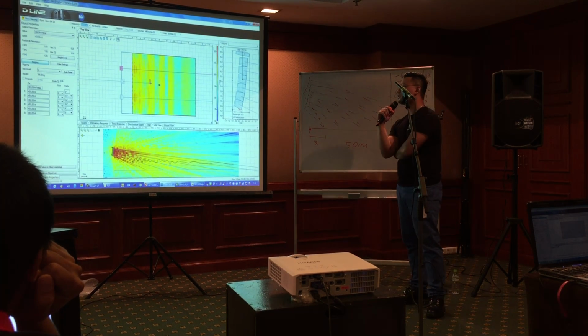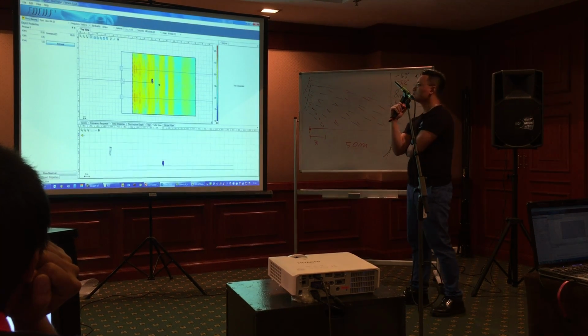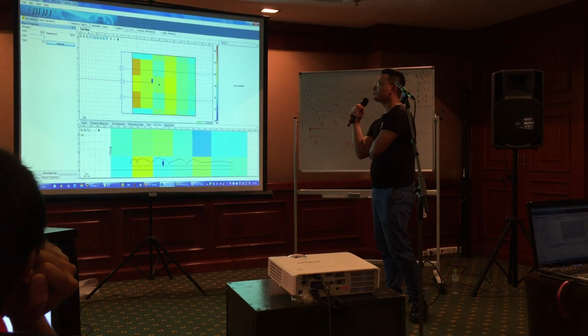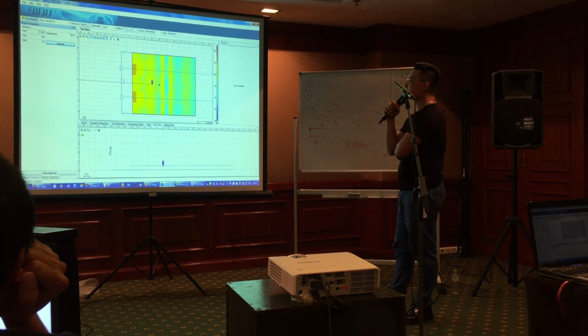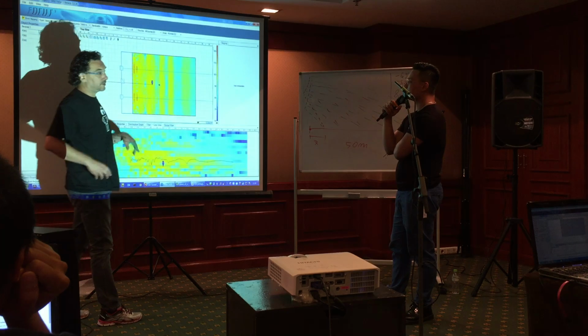I can place a receiver about here. Look at the data of the receivers. It is in the center, 20 meters far from the system.